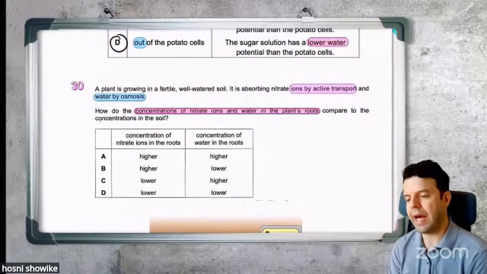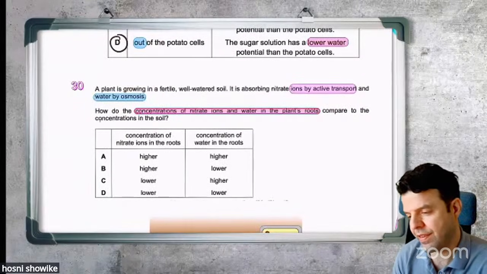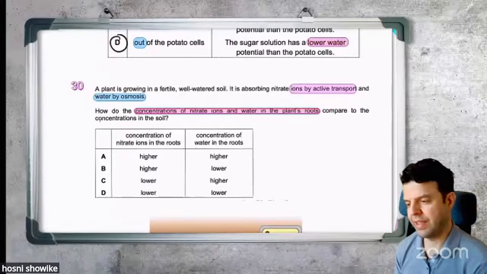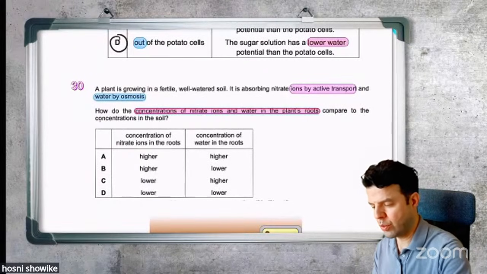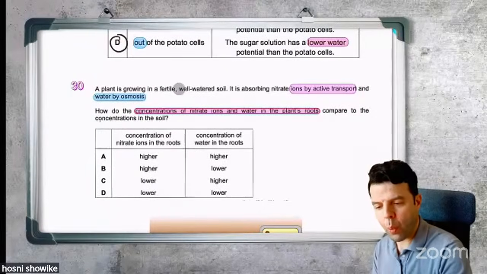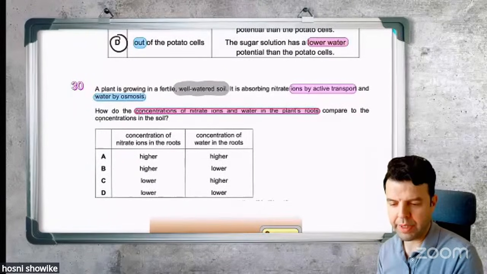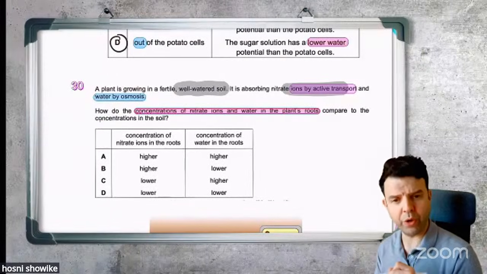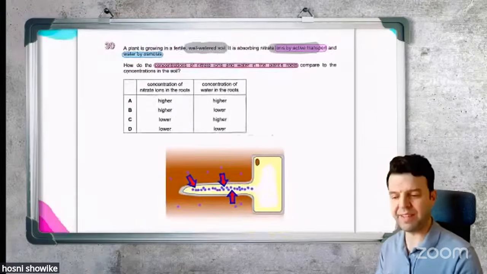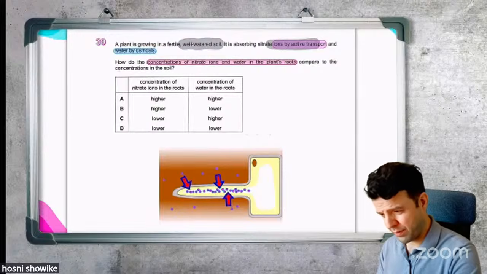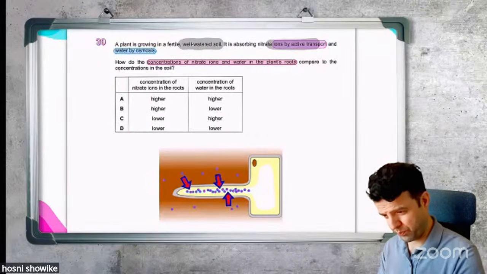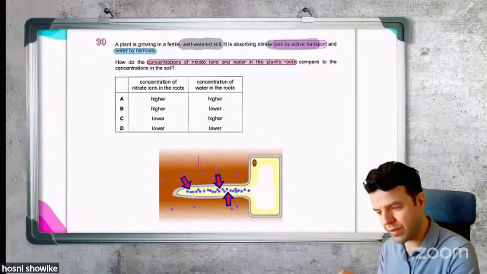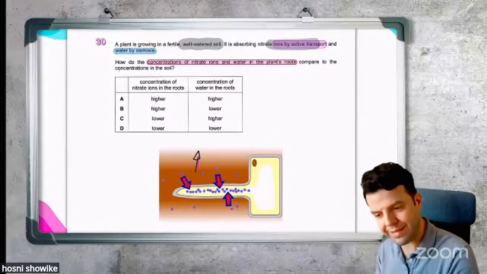Question 30. How do concentrations of nitrates and water in plants compare to that of the soil? Look what they said. They said that there's a well-watered soil and ions are being moved by active transport, water moved by osmosis. So, say this is the cell. Do you expect the water to be higher inside or outside the plant root? Here, the water is expected to be higher, right? Why should the water be higher in the soil? Because they said it, look.